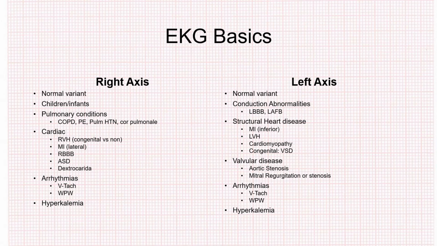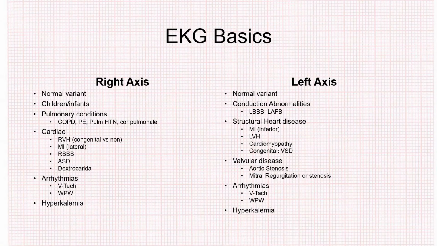Cardiac causes of this: anything that causes right ventricular hypertrophy, so congenital causes like pulmonary stenosis, tetralogy of Fallot, Ebstein's anomaly, transposition of the great vessels. We can get lateral MIs, right bundle branch blocks, atrial septal defects, dextrocardia. These can all cause right axis deviation. Arrhythmias like VTAC, depending on the origin of the rhythm, can cause right axis deviation. It can also cause left axis deviation, and hyperkalemia.